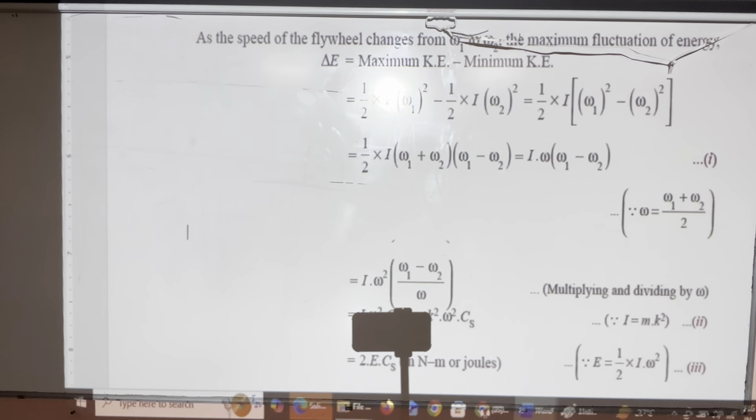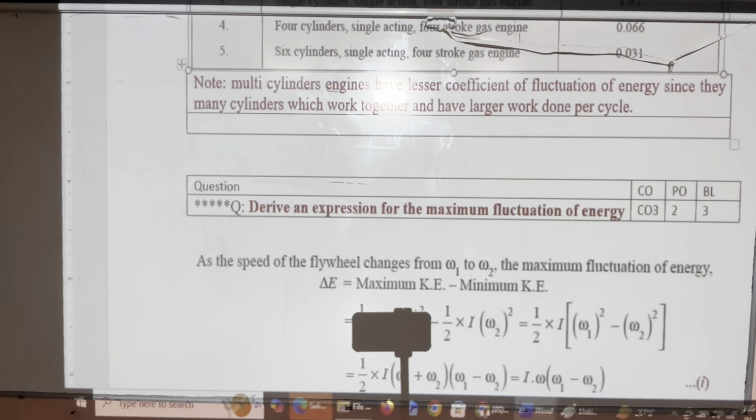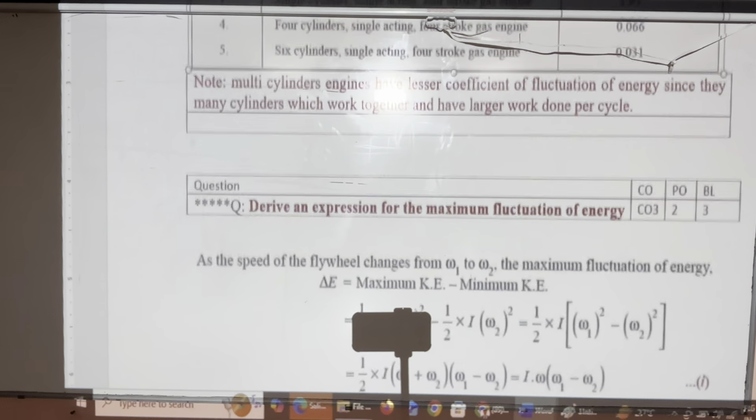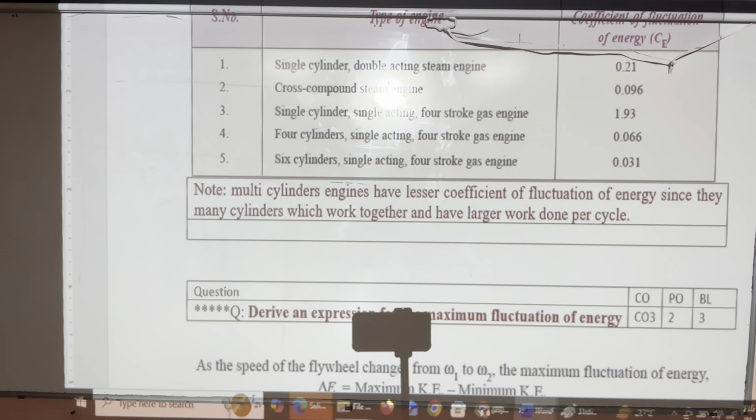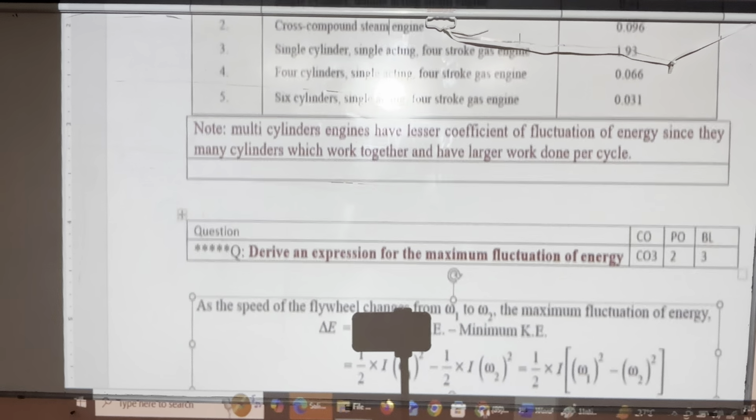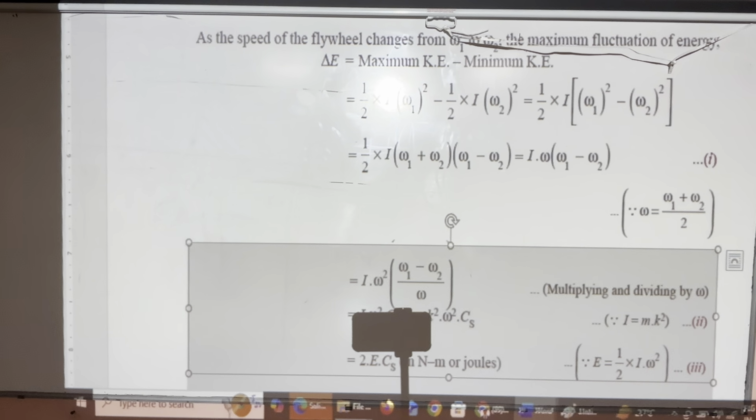So derive an expression for, okay, this is an important question, guys. I am telling you, please write this. Don't ask again, please tell me important questions. It is an important question. Please write this. Derive an expression for maximum fluctuation of energy.